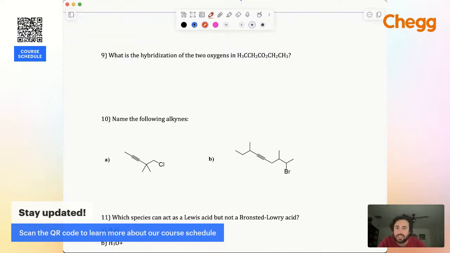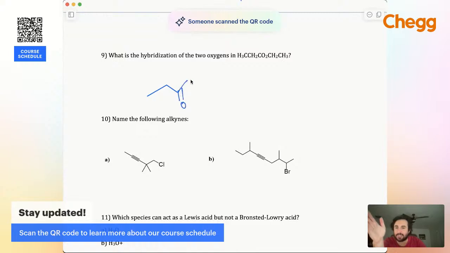So what is the hybridization of the 2 oxygens in this? I've given you a condensed formula notation, so let's convert it into line notation. We have H3C, that's a methyl. Then we have a CH2. And then we have CO2. When you have CO2 right in the middle of the molecule, that's not carbon dioxide, right? That means we have C with a double bond to one oxygen and a single bond to another oxygen. So here's H3C, here's CH2, here's CO2, and then we have CH2 and then CH3.